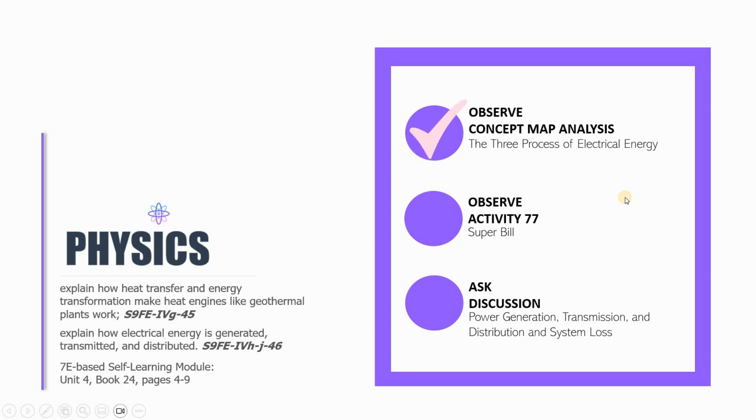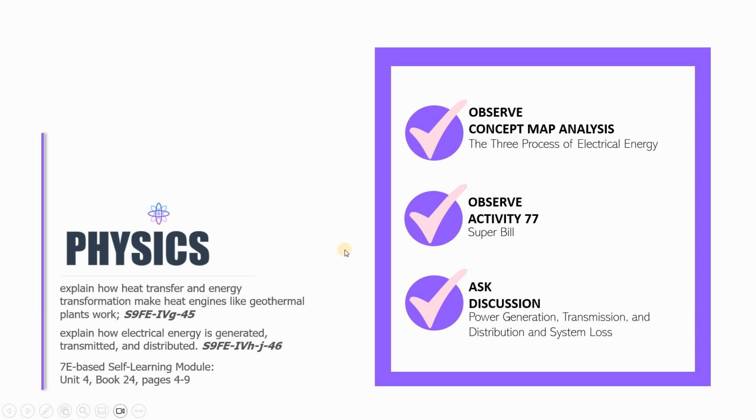So we had first a concept map analysis under Observe, where we actually looked at the three processes of electrical energy. And then the second part naman is under Observe activity number 77. It's titled Super Bill, where we looked at Eva de Guzman's consumption and we were introduced to the concept of system loss. And then the last part naman is we had a discussion about power generation, power transmission, power distribution, and we even had a comprehensive talk related to system loss.